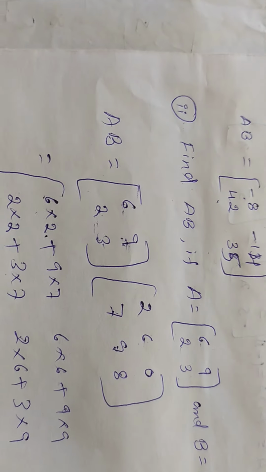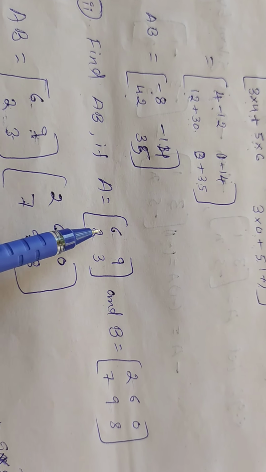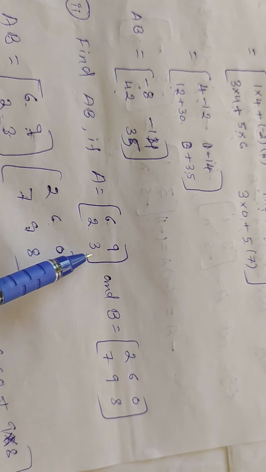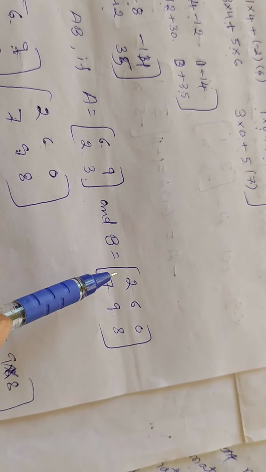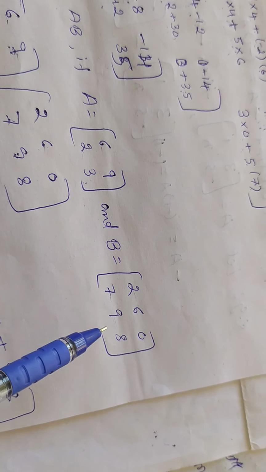Similarly, we take another example. Say here, find AB. The matrices are A is equal to 6 9 2 3. This is of order 2 by 2. Another matrix B, that is 2 by 3, 2 rows 3 columns.